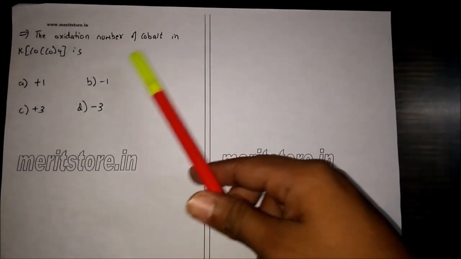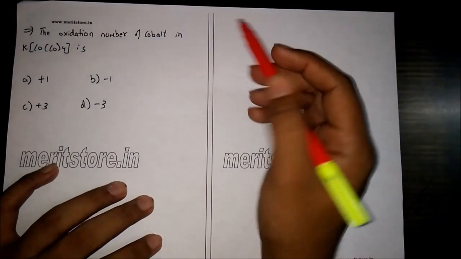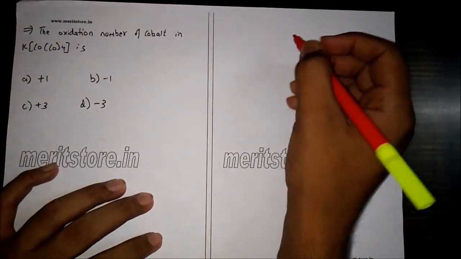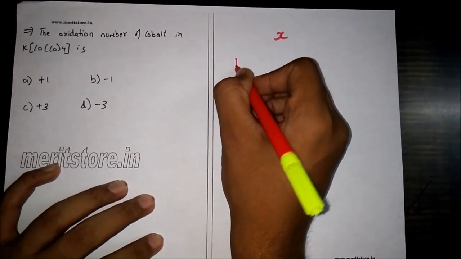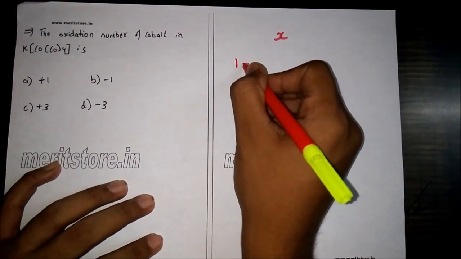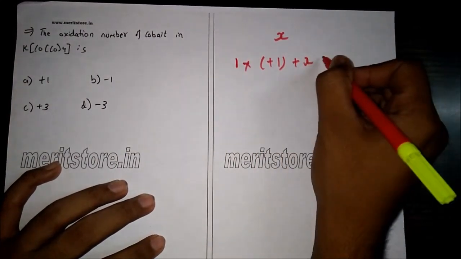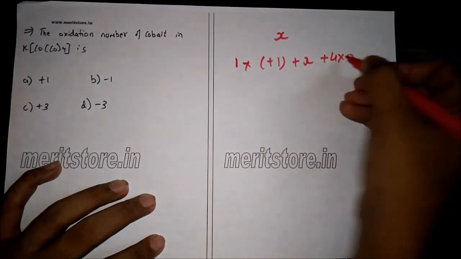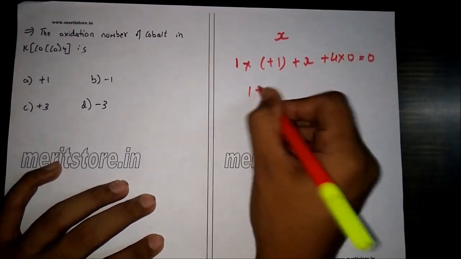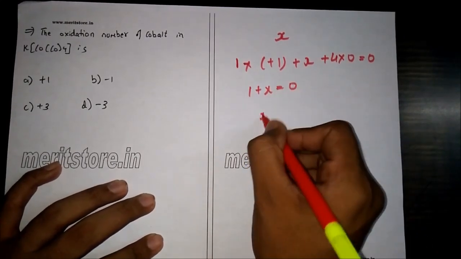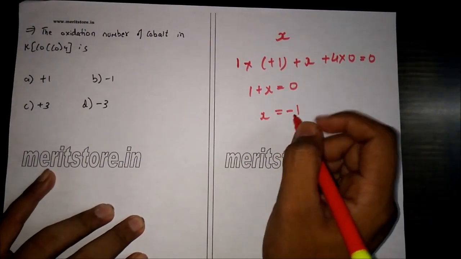Oxidation number of cobalt in KCo(CO)4 is, now let the oxidation number of cobalt in this scenario be X. Therefore, the oxidation number of K is plus 1, so 1 plus X plus 4 into 0 is equal to 0. Therefore, 1 plus X is equal to 0. Therefore, X is equal to minus 1. Therefore, the oxidation number of cobalt here is minus 1, which is option B.